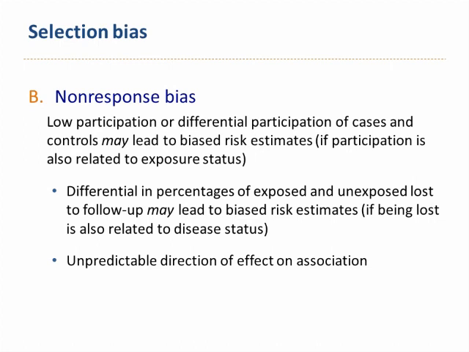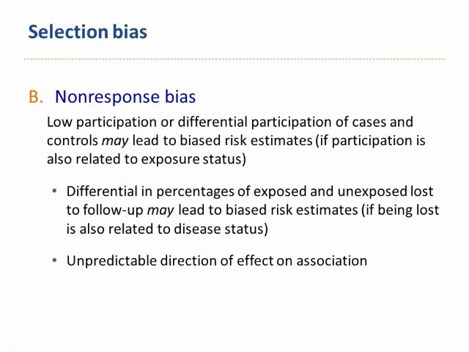Another type of non-response bias occurs when there are differential percentages of exposed or unexposed who are lost to follow-up in a cohort study, and this may lead to biased risk estimates if being lost is related to disease status. It's important to remember that this type of non-response bias can even occur in the case of a randomized trial, in which case even randomized trial results can be subject to some bias.